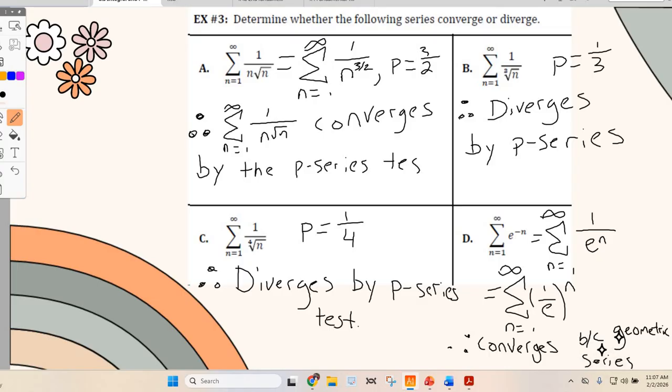Now it doesn't ask for it, but how would I find my sum if it's a geometric? What's our formula? Yeah, our a sub 1 divided by 1 minus r. So if it said, find what it converges to, then we would take it a step further. But it doesn't, so we can just say therefore converges because it's a geometric series. Questions on those?